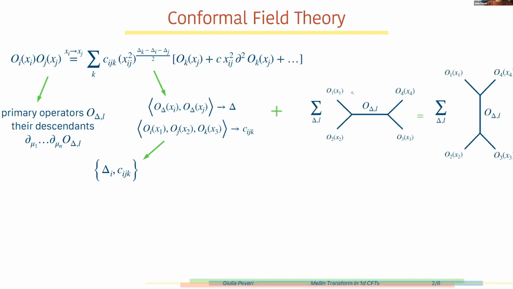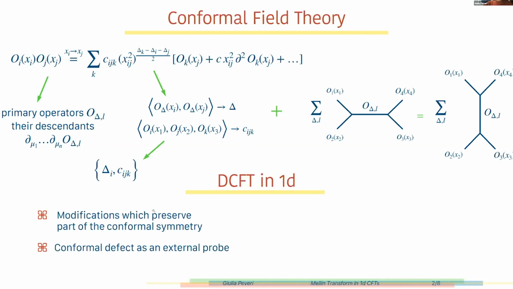Another key ingredient is crossing symmetry, which is an important and really powerful constraint that we can impose in our CFT, and it is an equality between two different OPE channels. We are going to be interested in defect CFT, and defects are just modifications that we can introduce in our system that preserve just part of the conformal symmetry. Conformal defects are interesting because they can probe some information about the theory that is not accessible to correlation functions of local operators.